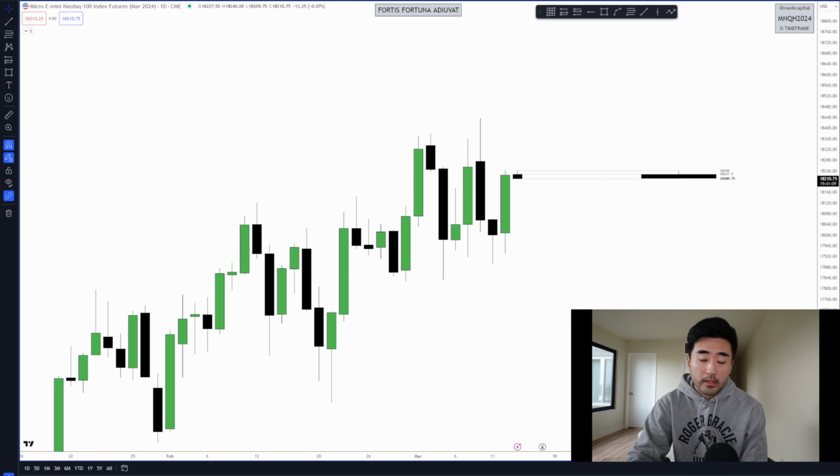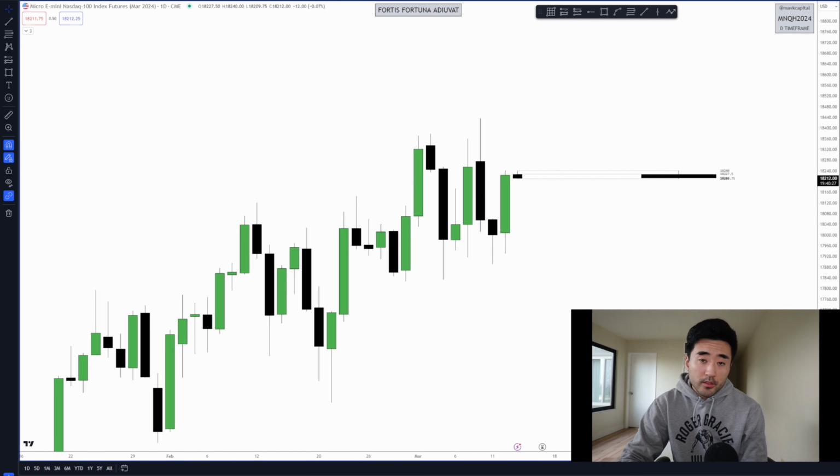So the first topic I really want to focus on is liquidity, and more specifically the draw on liquidity. The reason why I want to be focusing on this is because ultimately liquidity drives the markets. And in this context, when I talk about liquidity, I'm referring to areas where there are high numbers of buy orders and sell orders. More specifically, I'm referring to buy side liquidity and sell side liquidity.